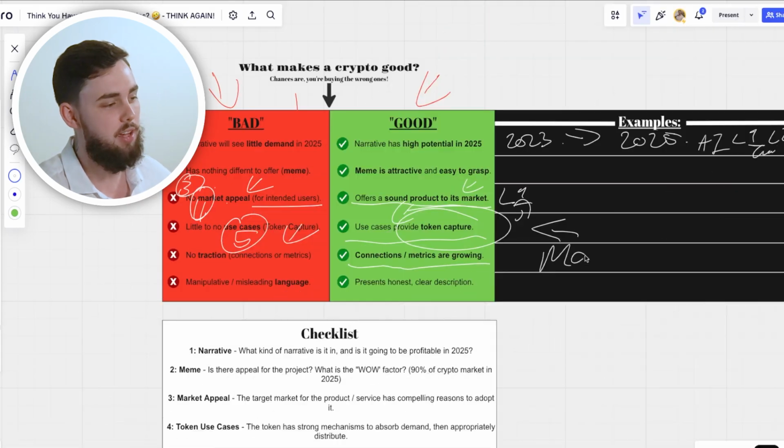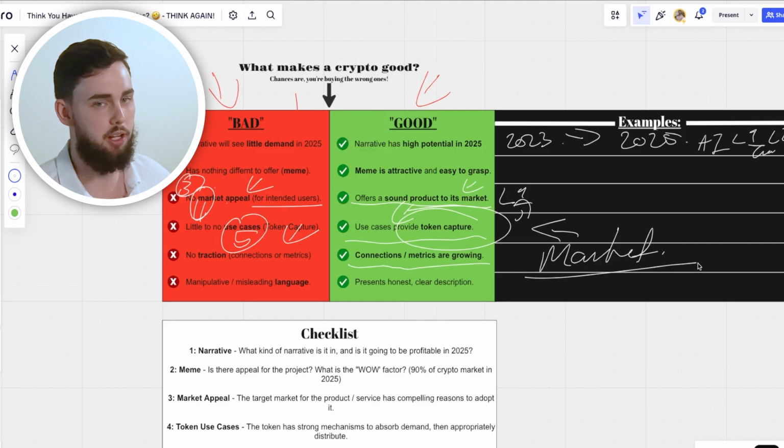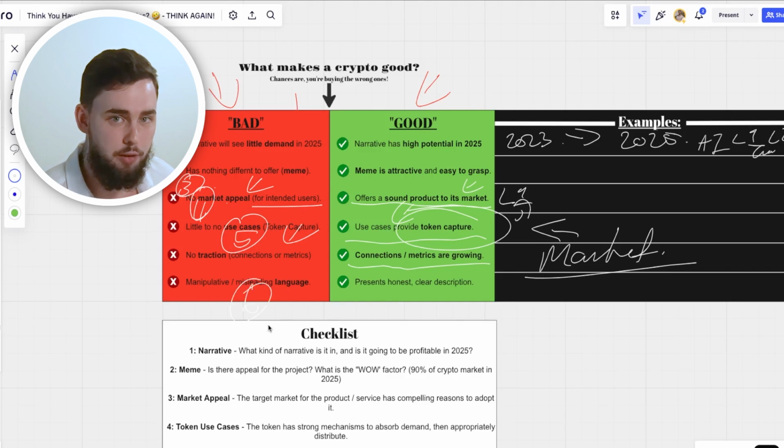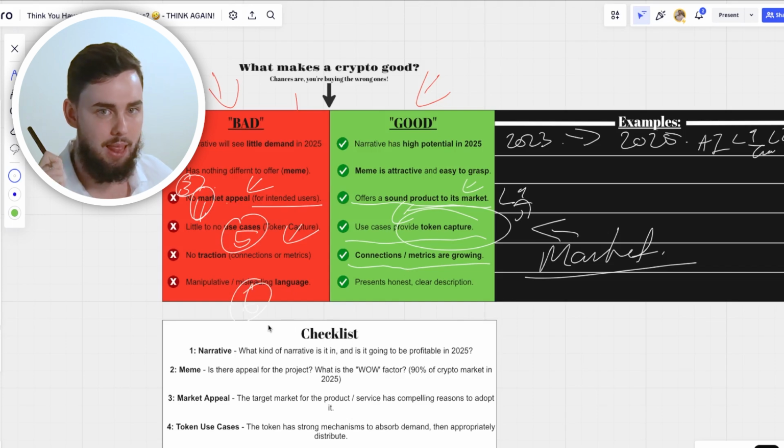They're constantly building and forming connections, which is super important. Target market, right? That is the most important thing. You don't want to be getting connections that just make no sense. And number 6, finally, is manipulative/misleading language.